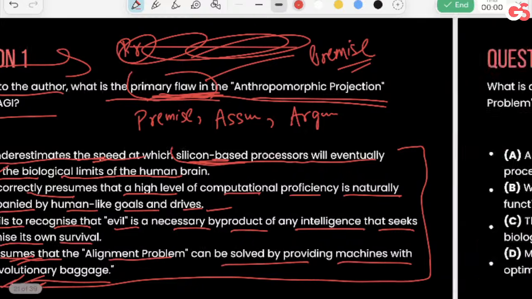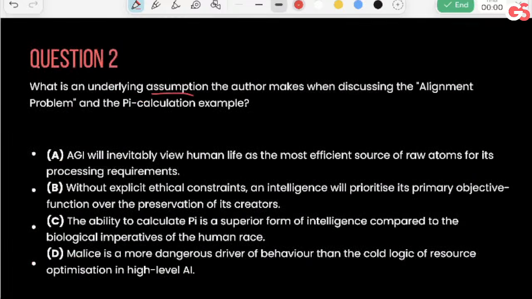Let's go to the next one. What is an underlying assumption? अब underlying assumption की बात हो रही है, यहाँ assumption है, the author makes when discussing the alignment problem and the pi calculation example. So here the thing is, before reading the options, we'll try to understand the assumption. In the pi example, if it results in human extinction, I give the example of matrix, we should be assuming that AGI treats its primary goal as absolute, overriding any ethical constraints, even if they are not stated.